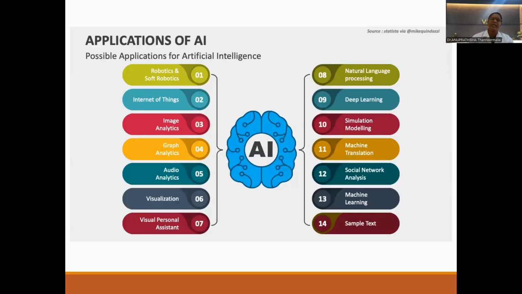So here, the possible applications of artificial intelligence: first in the field of robotics and soft robotics, Internet of Things, image analytics, graph analytics, audio analytics, visualization, visual personal assistant, natural language processing, deep learning, simulation modeling, machine translation, social network analysis, machine learning, and sample text analysis also.